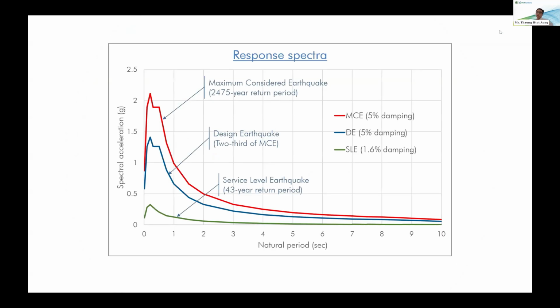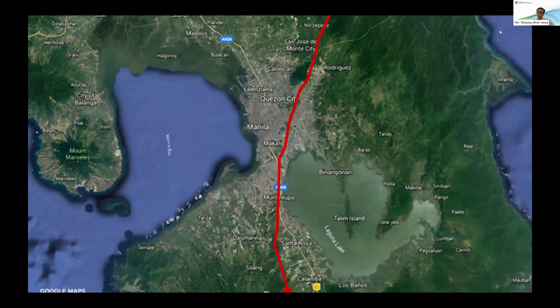So going to the seismic hazard assessment, the PSHA consultant provides the response spectra for normally 3 levels of earthquake. One is the maximum considered earthquake, which is a 2475-year return period, and the design earthquake is 2/3 of MCE, and the service level earthquake is a 43-year return period, with different types of damping.